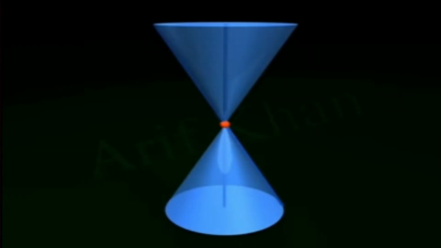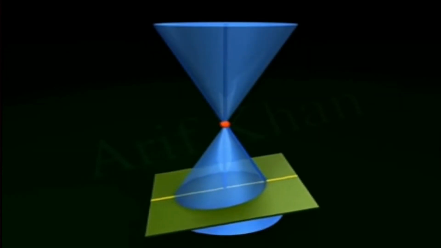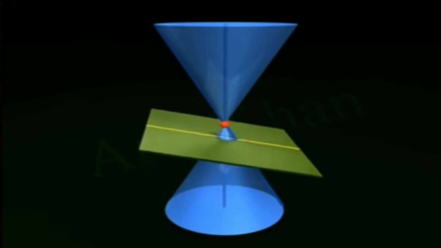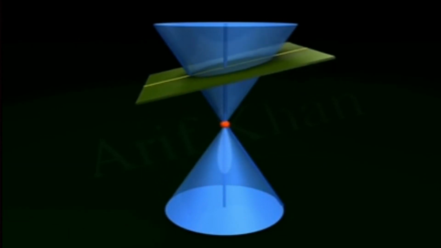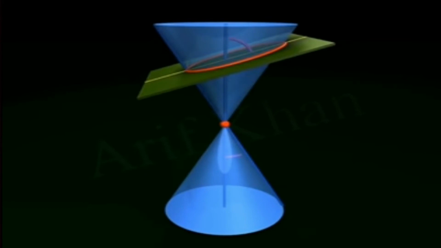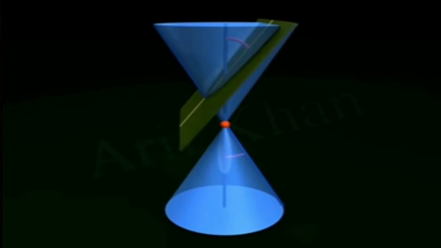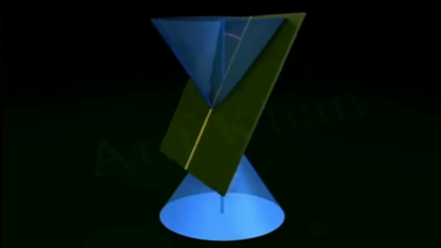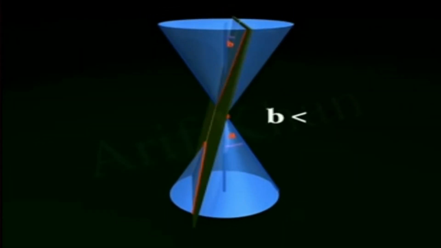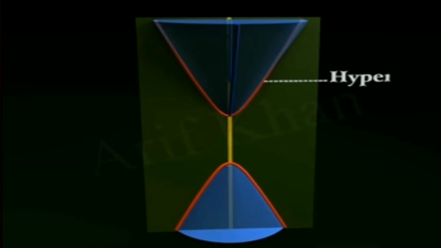Hyperbola. If the plane intersects the vertical axis at an angle smaller than the vertex angle, the plane intersects both the napes of the cone to form an open curve, where B is less than A. This open curve is known as a hyperbola, which has two disjoint curves.